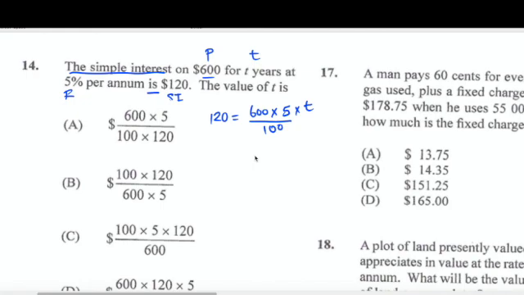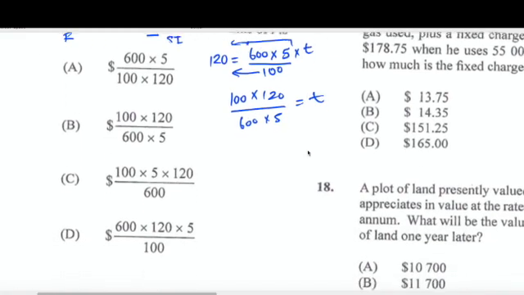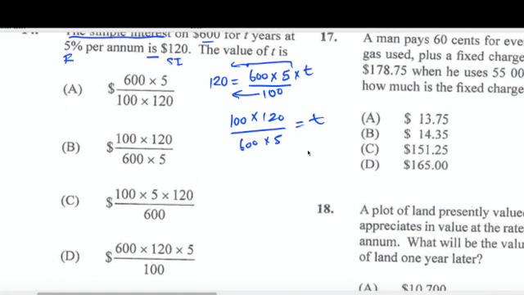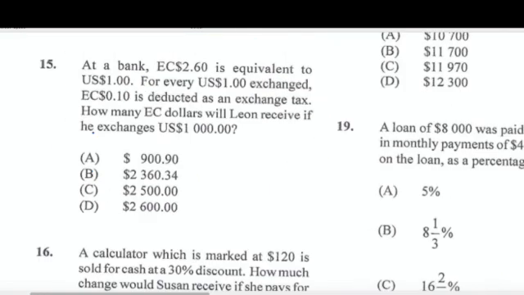So we have to pretty much make T the subject of the formula. So we throw the 100 across, and we will get 100 multiplied by 120. And then we have to throw this 600 by 5 across. And so it'll be divided by 600 times 5, and that will be T. Yep, 120 divided by 600 times 5, and that's B.